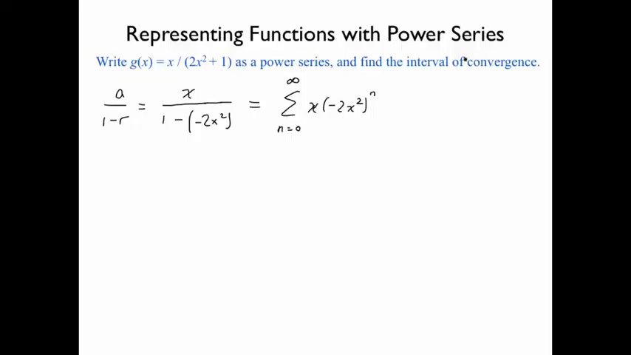Now we want to get this to look like something we're more familiar with working with, because we've got some things we can simplify. So really we have x times negative 2 to the n times x squared to the n. And what is x times x squared to the n? We can combine all that together. x to the what?